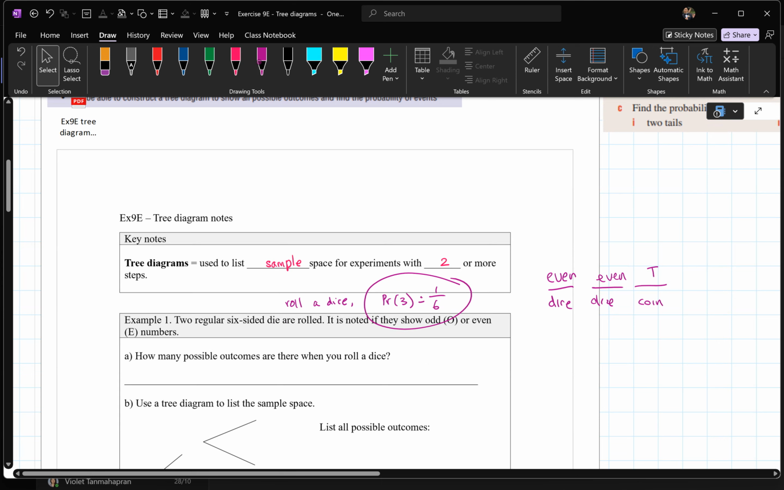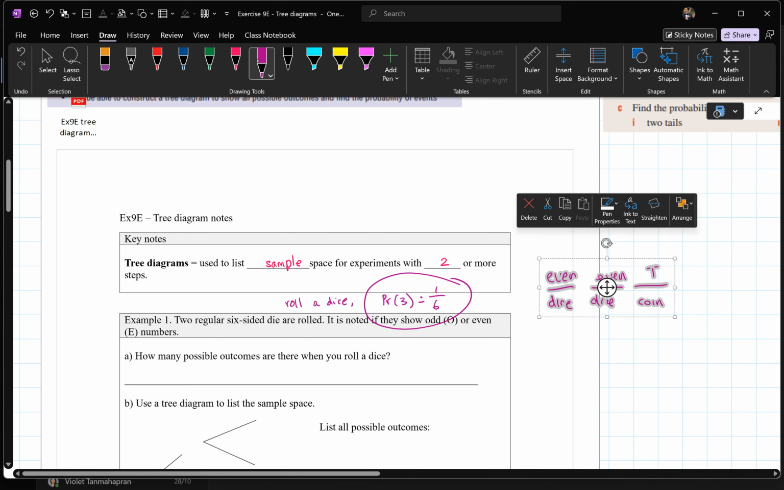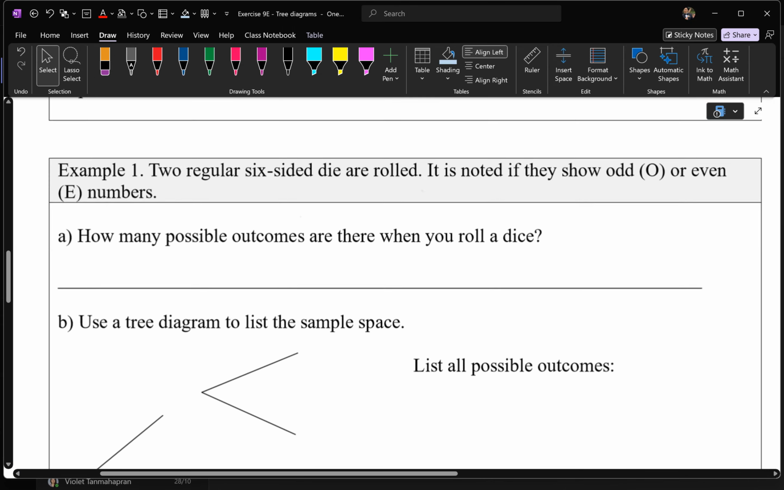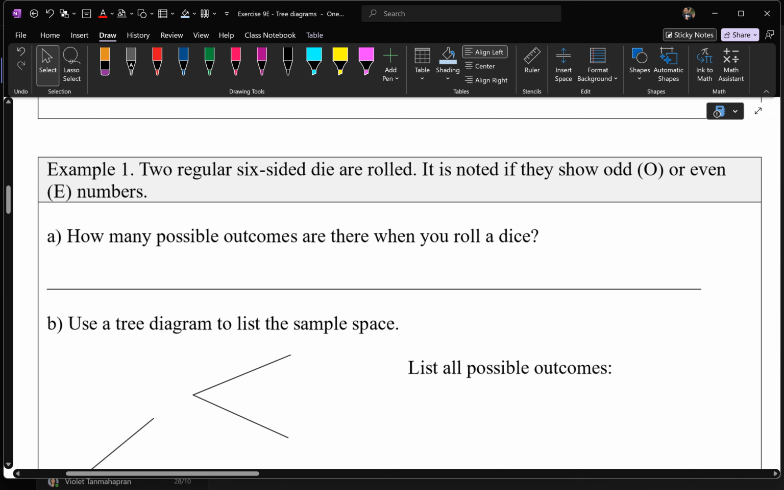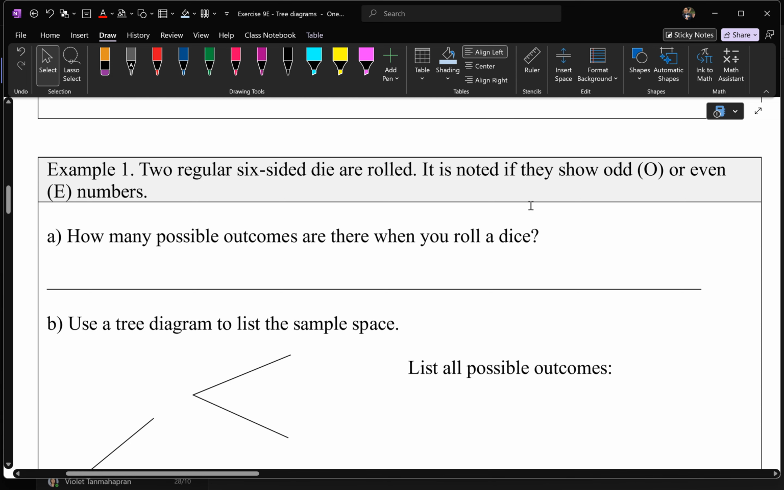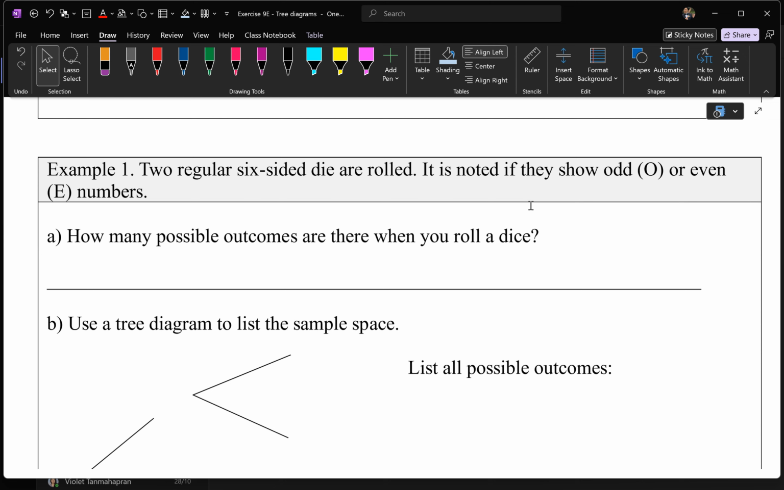So how do we do this example? Here we go. Let's have a look at, I'm just going to delete this so that you see the difference between one step and multiple steps. Example 1. Oh, hey, this is similar to the one I just said. If you had 2 regular sided die and you rolled them, and then you note down either odd or even. So what they're saying is you got 2 dice, you roll the first one, you note down, is it even or odd? Then you roll your second one, and then you note, is it odd or even?